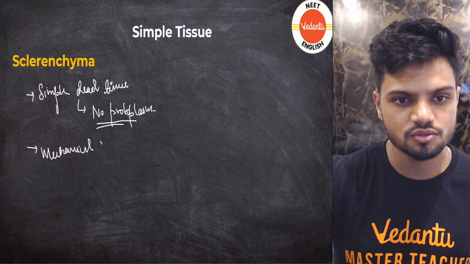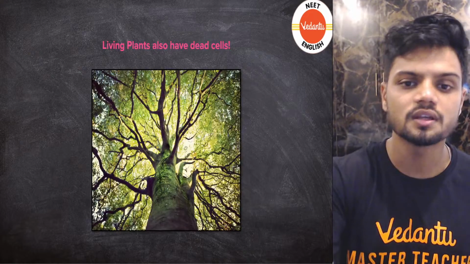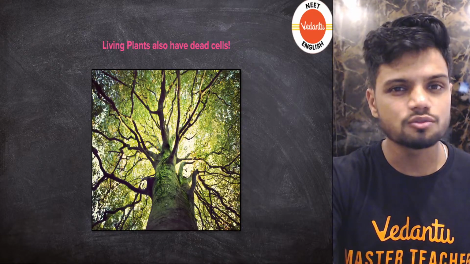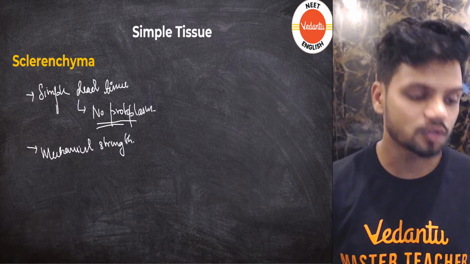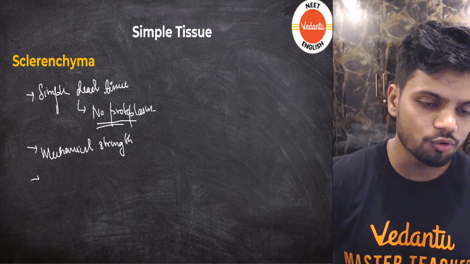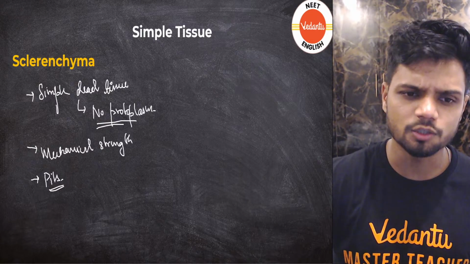Mechanical strength. The reason why plants are able to stand very tall like this, no? Can you see? That is because of sclerenchyma. If there was no sclerenchyma, plant won't be able to stand very well. There will be no strength at all. Okay, mechanical strength. Now they can also have something called pits. I'll tell you what pits are. We'll get into it.